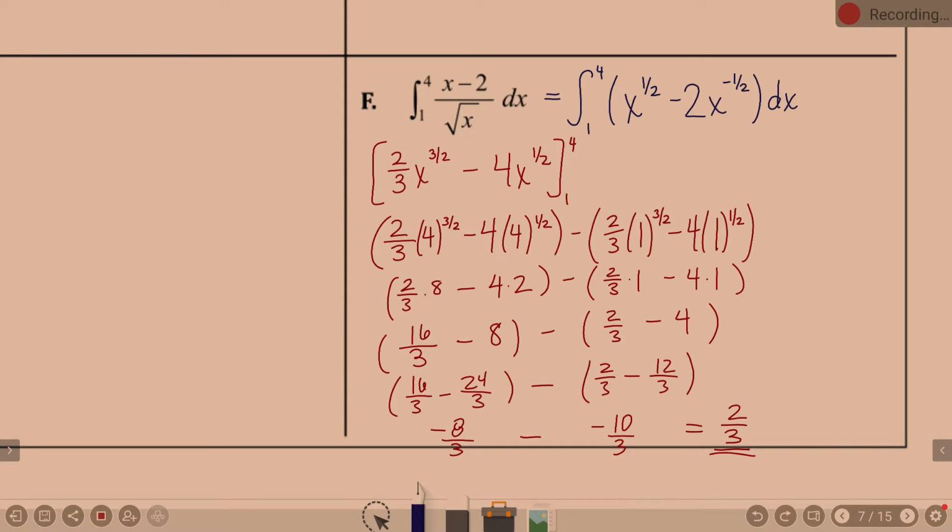Now, remember, when you have boundaries, we're evaluating from 1 to 4. Plug the upper boundary in first, minus, and then plug the lower boundary in. This is my math to get there. I end up at 2/3. Did we get it? Eventually, we found our mistakes.